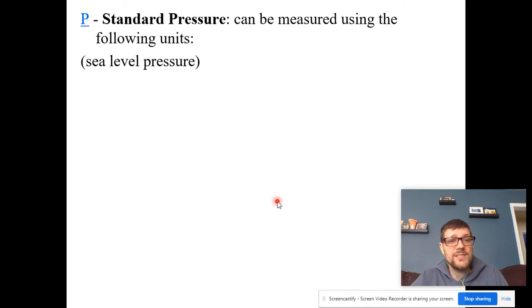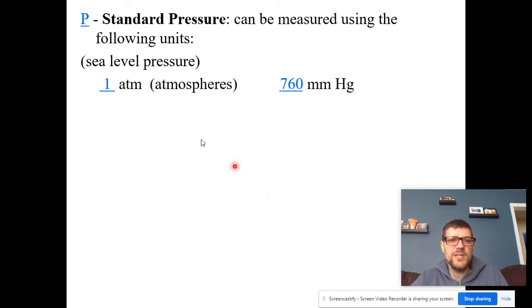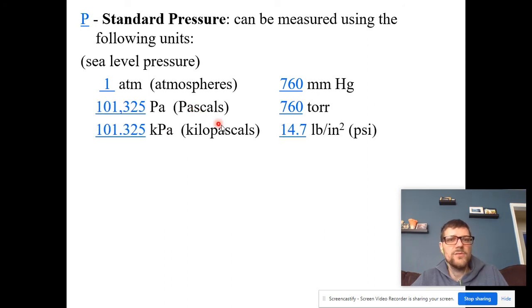As I mentioned, that last variable is going to be pressure, abbreviated with a P. Pressure has lots of different units, and the standard pressure is going to be 1 atmosphere. What an atmosphere is, and we'll talk about this a little bit more on the next slide, is the amount of pressure that our atmosphere exerts on something that is sitting at the surface of it. And that can be converted to a lot of different units.